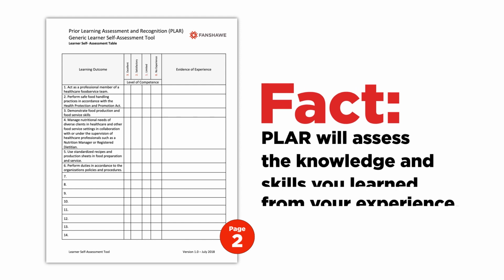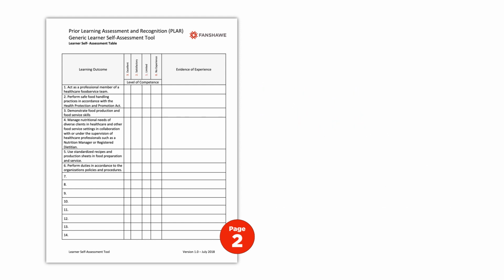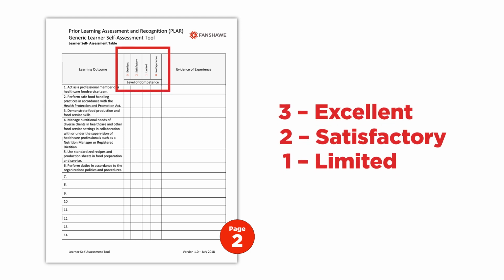As you review the learning outcomes, assess your level of competence for each of the outcomes. Use the levels of competence described on the template to rank yourself from 0 to 3. Make sure to be honest with yourself.